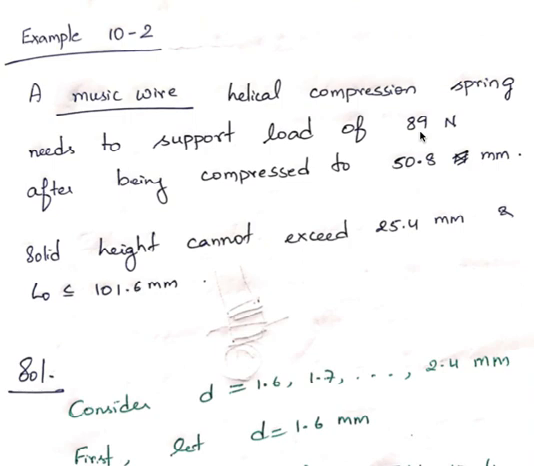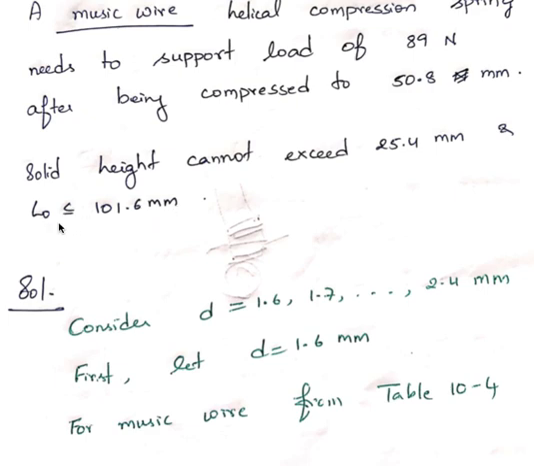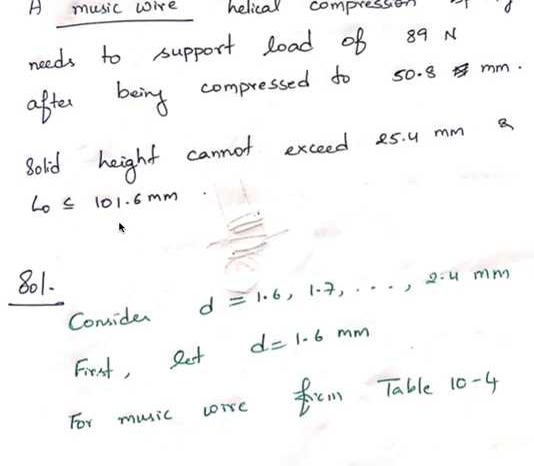So F max is going to be 89 newtons. For this particular load, we would like it to be compressed by 50.8 mm. The solid height cannot go beyond 25.4 mm, and the overall length, free length L naught, has to be less than or equal to 101.6 mm. So within these constraints we need to design the spring.